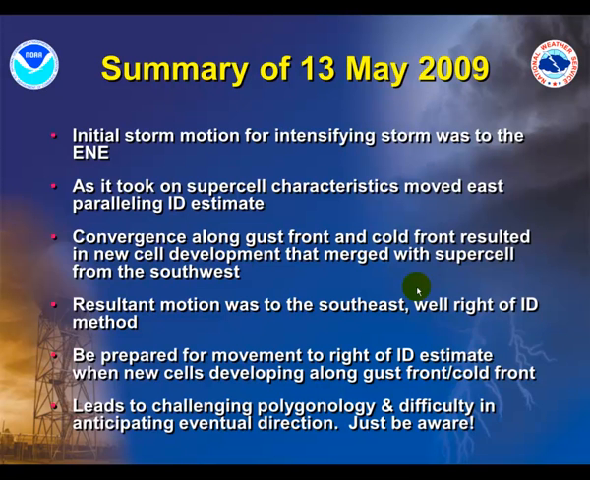So when you see situations like this, be prepared for movement to the right of the ID estimates when you have new cells developing. And it obviously leads to challenging polygonology, difficult to anticipate eventual direction. Just be aware that this occurs and allow for some uncertainty in drawing those polygons.